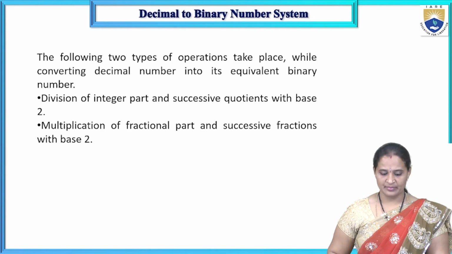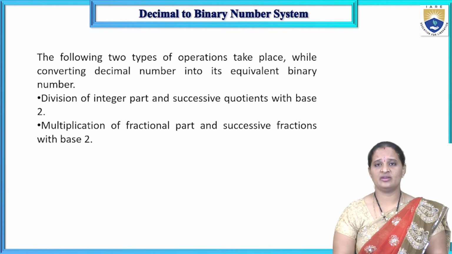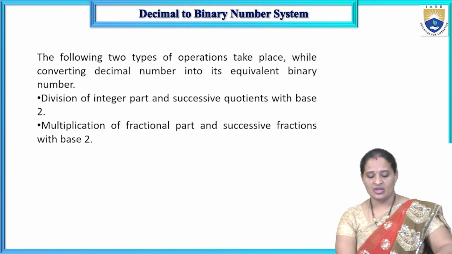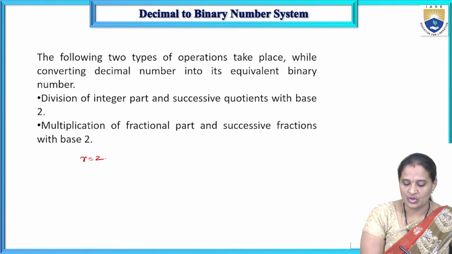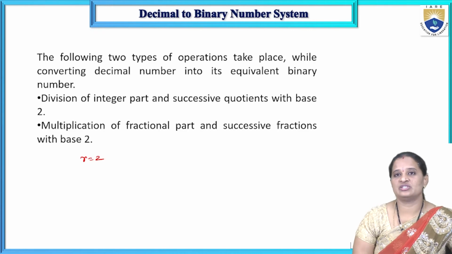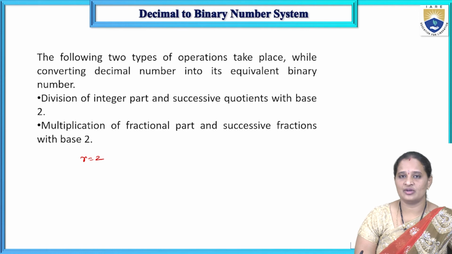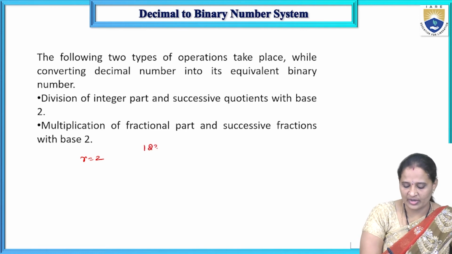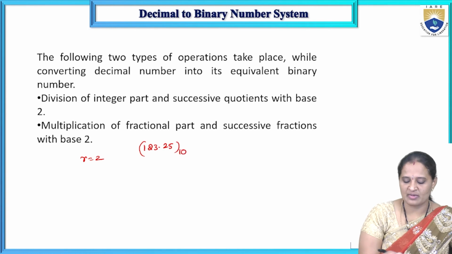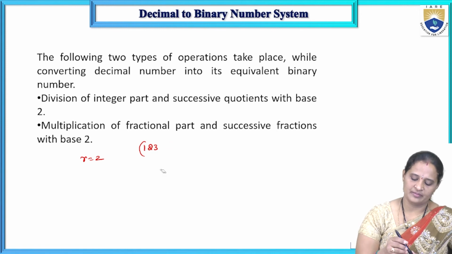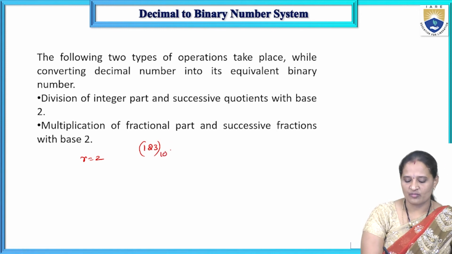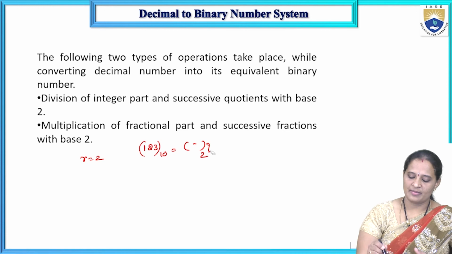Now let us do one example here. First one, decimal to binary conversion. Decimal to binary conversion means I want to convert it into binary, so that means r is equal to 2. As I told you, for the integer part do the division and for the fractional part do the multiplication. So let us consider 123.25. This is my decimal number, or else first of all we will consider just 123. Now I want to convert it into binary. So how to do this?